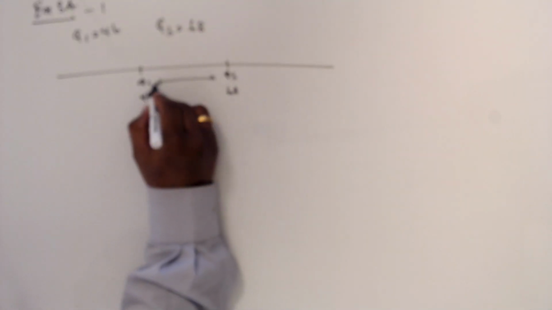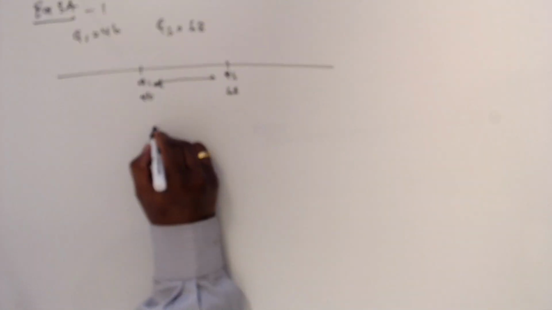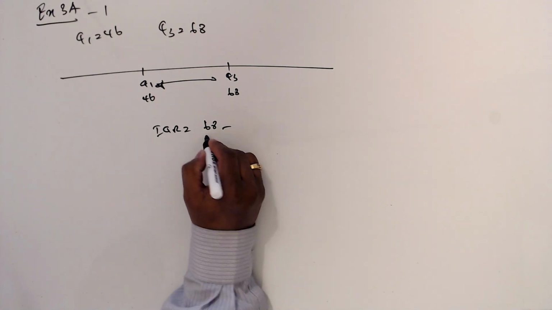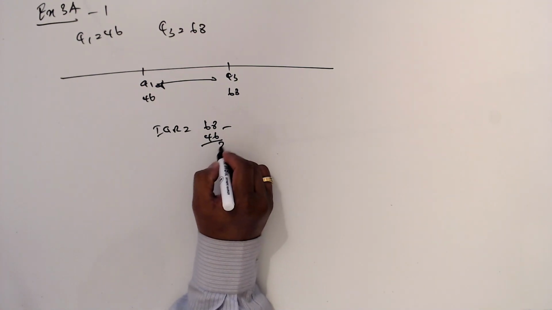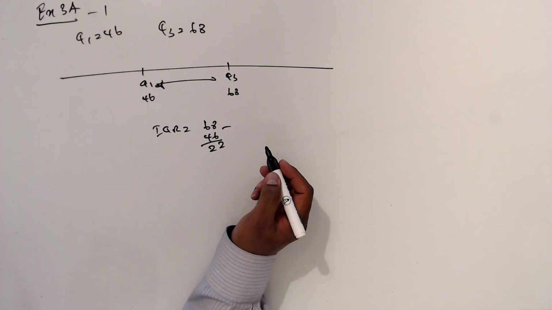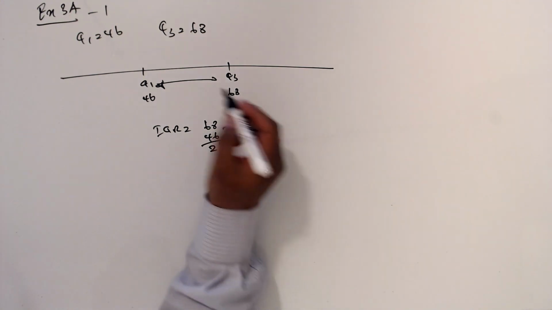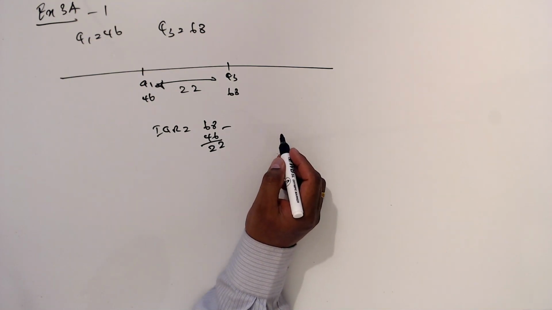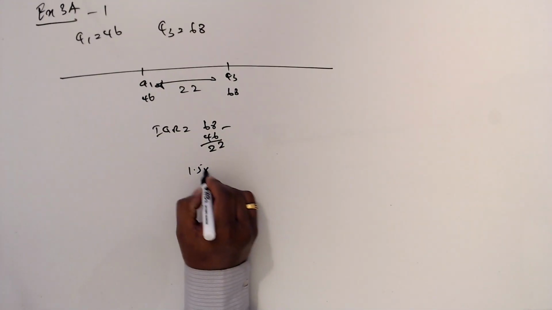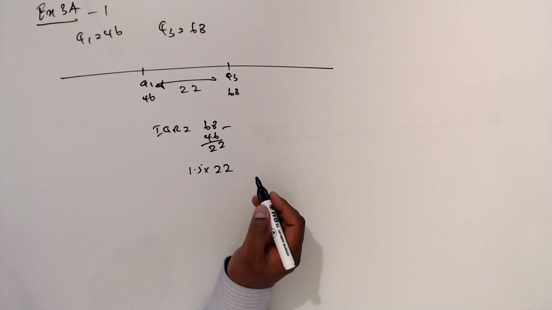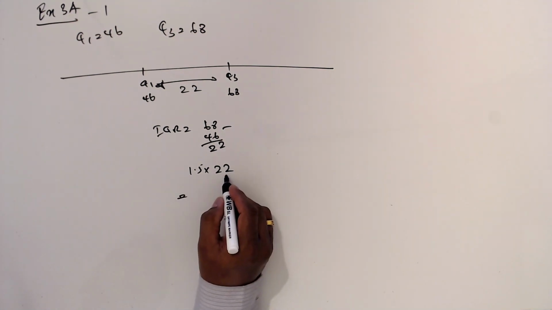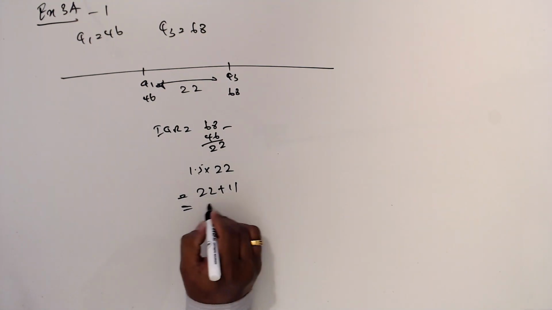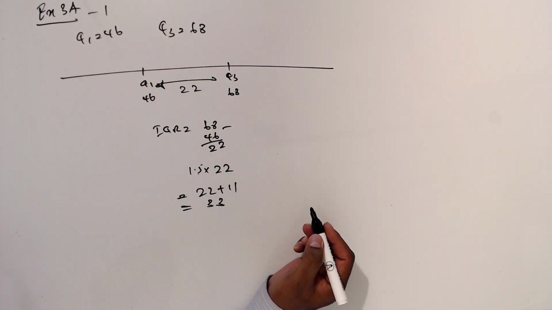So interquartile range, IQR, is going to be 68 minus 46. So it's going to be 22. So this distance is 22. Then we want to find 1.5 times of 22 distance. So this is going to be 22 plus 0.5, half of 22, 11. That is going to be 33.